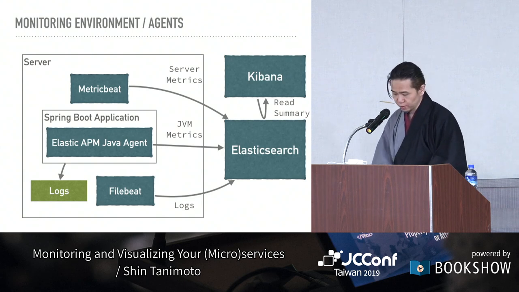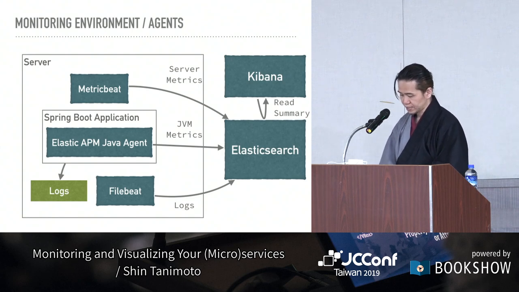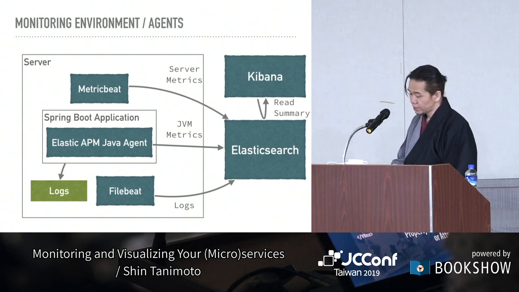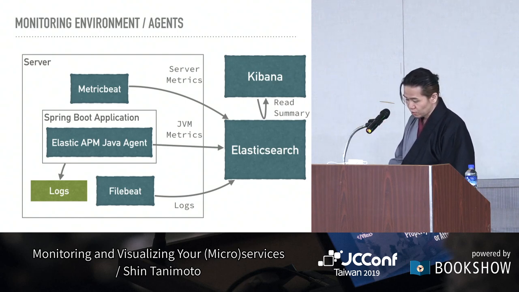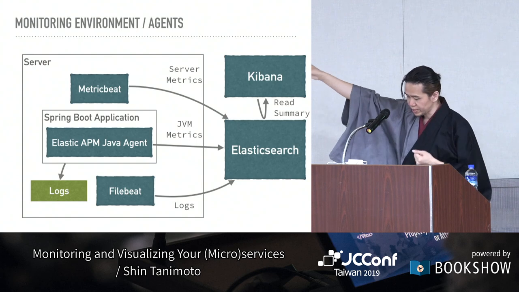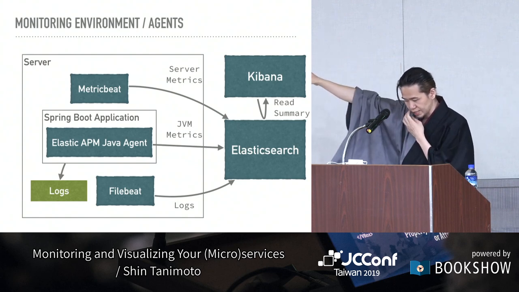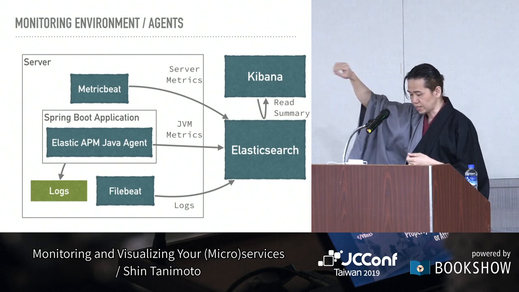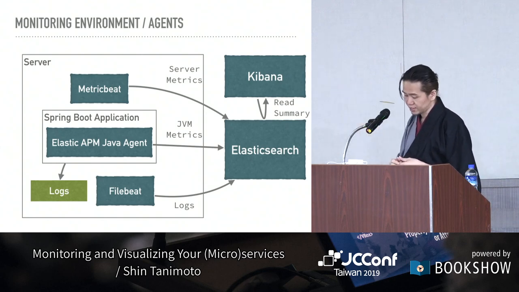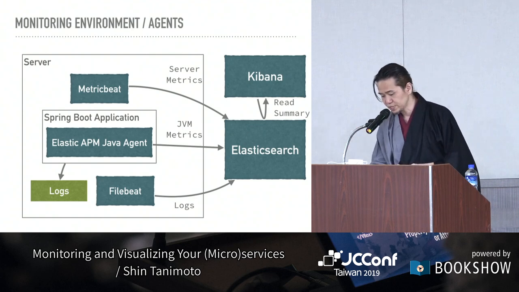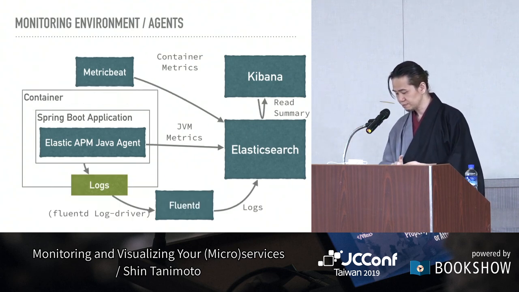OK, I've talked a lot about it, but the overall structure is like this. This is a case when running microservices on the server. Metricbeat, the top one, collects the server metrics and sends them to Elasticsearch. Elastic APM Java agent sends JVM metrics to Elasticsearch. And the log files are collected by Filebeat and sent to Elasticsearch. We can visualize it with Kibana.